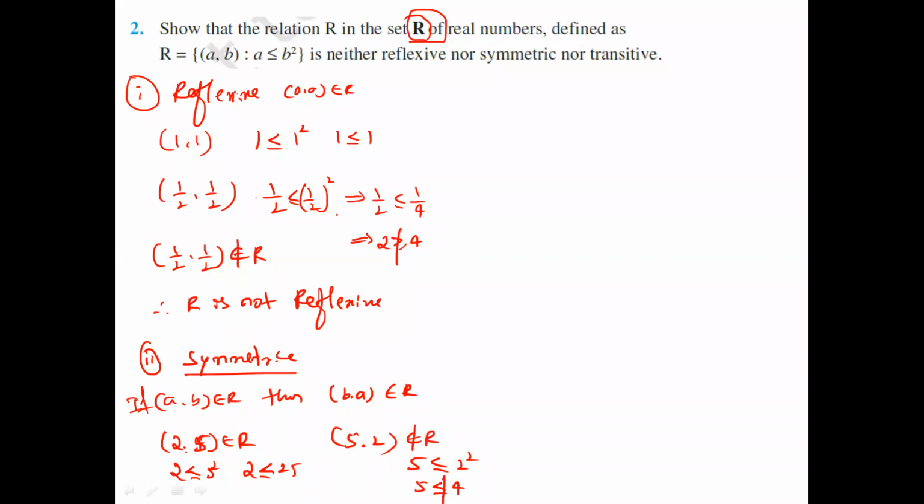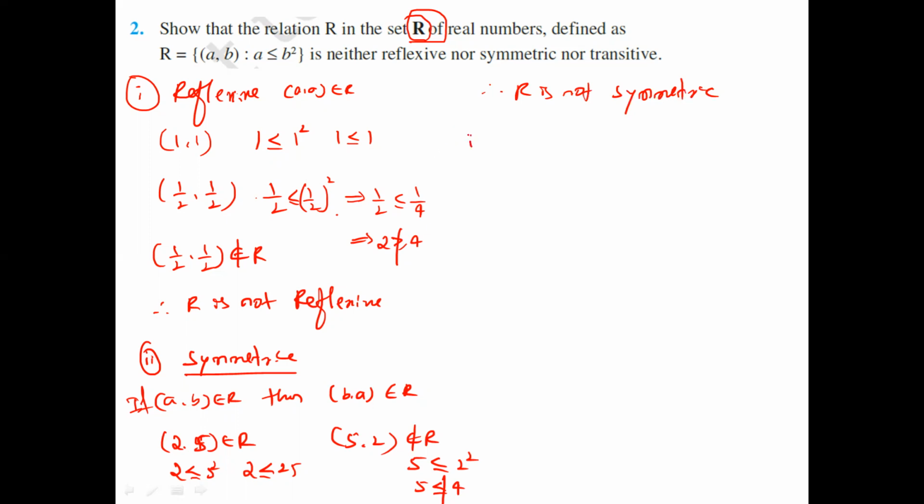If you had taken (2, 4), it would satisfy the condition. But I'm taking real numbers, so it should satisfy for all real numbers, not only (2, 4) or (1, 1) or (3, 3). Not like that. It should satisfy all the conditions. It satisfies for (2, 5). But what about (5, 2)? It's not satisfying. Therefore, it is very clear that R is not symmetric.